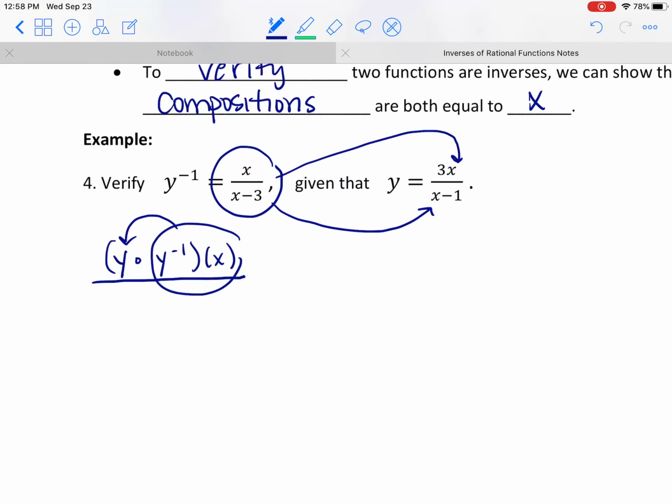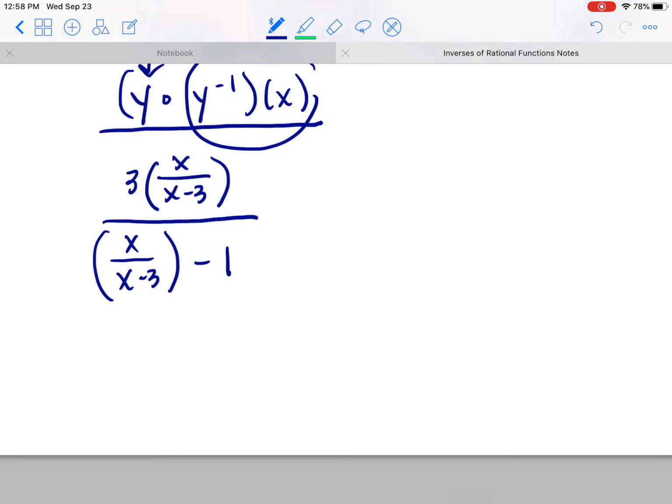Okay? So on the top of the fraction, I'm going to have 3 times, in place of x, I'm putting in the inverse function. So x over x minus 3. And then on the bottom, instead of an x minus 1, I'm going to have the inverse function minus 1. So it's going to be x over x minus 3, and then a minus 1. Okay, so now I just got to simplify it. No problem. I just got to simplify this and make sure that everything's going to cancel.